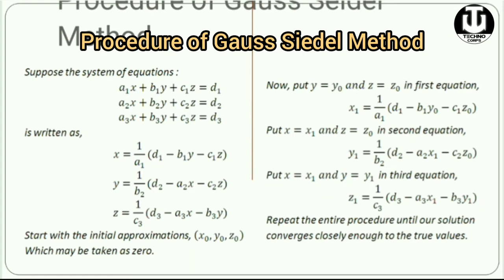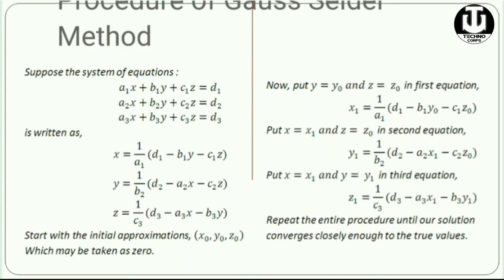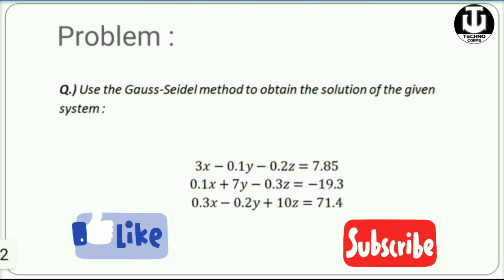Now we have to repeat the same process in each iteration until we get the desired accuracy. Okay, that means in the second iteration, third iteration we have to do the same thing. So what is that? Let's have a look using this problem.